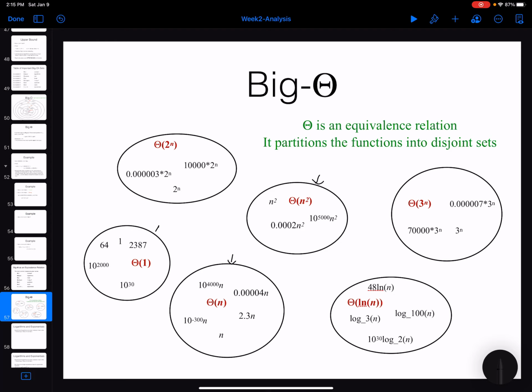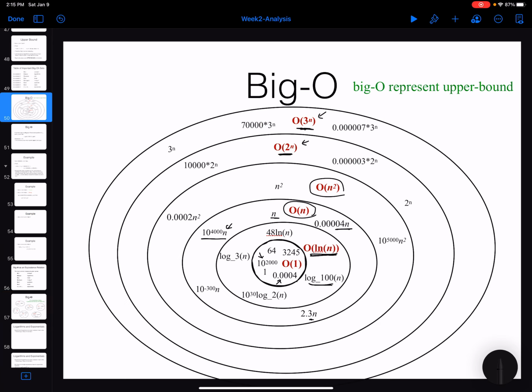This is the set of constant functions. This is the set of logarithmic functions. This is the set of 2 power n functions. And there is no relationship between these sets. They are completely disjoint. You accept the fact that yes, this is going to be an upper bound, but there is no relationship based on big theta. So big theta doesn't create a relation between the functions here and the functions here, unlike big O, which shows a kind of superset relationship because it represents the upper bound.